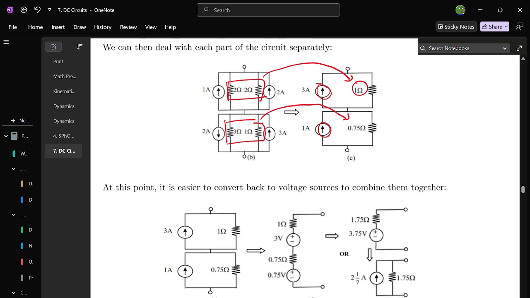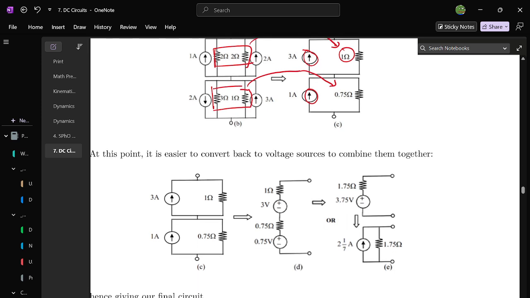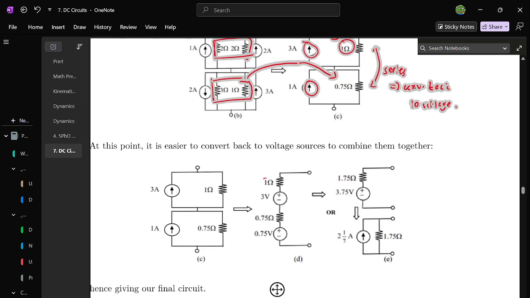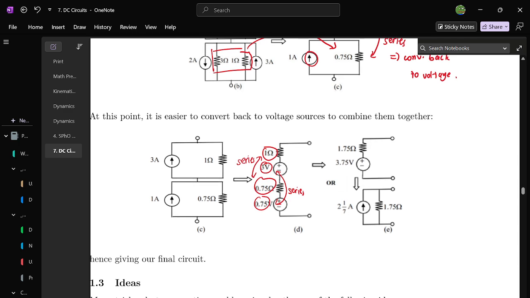But at this point, you can also do a reverse transformation back into a voltage source, which is easier to combine them together because you effectively have two standalone circuits that are in series with each other. So when you have two circuits that are in series with each other, it's easier to convert back to voltage. And once you do that, you can add up these in series. You can add up these in series also, and you get a very simple circuit.